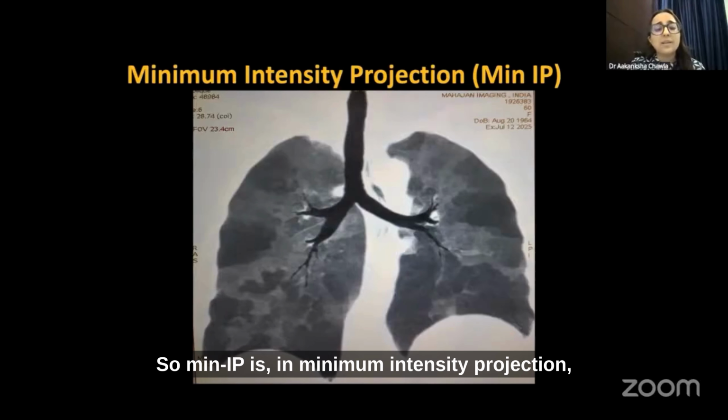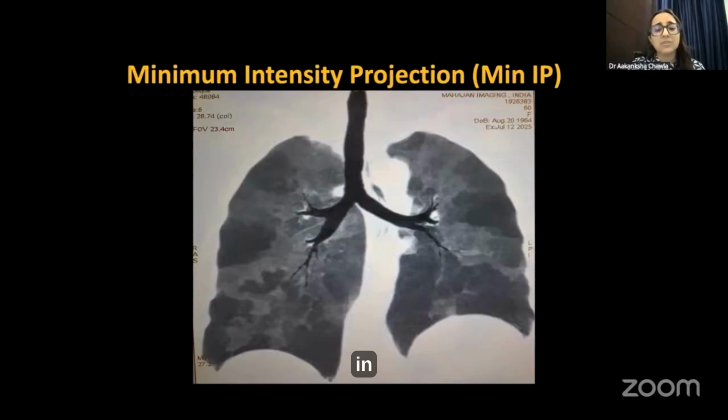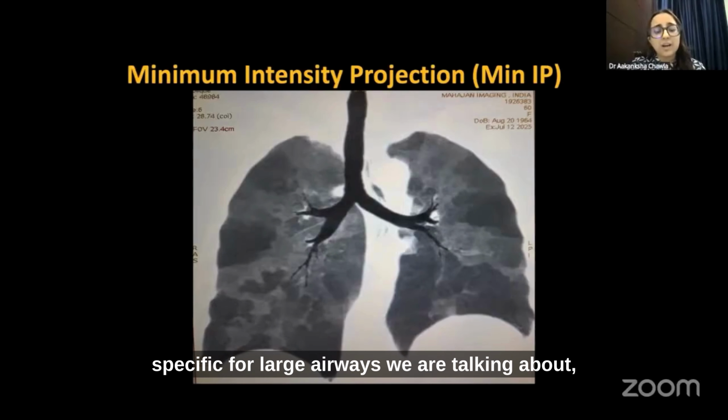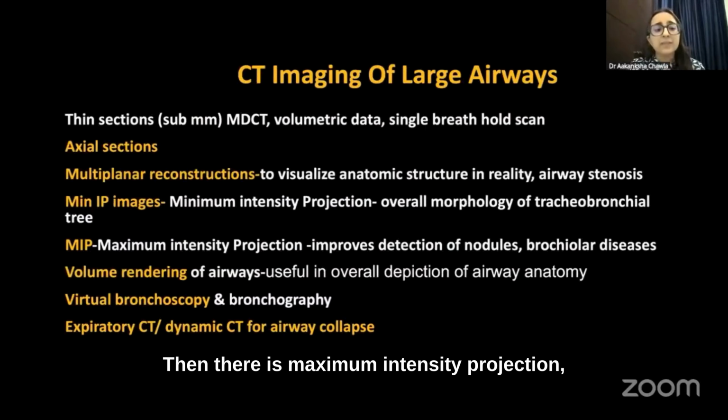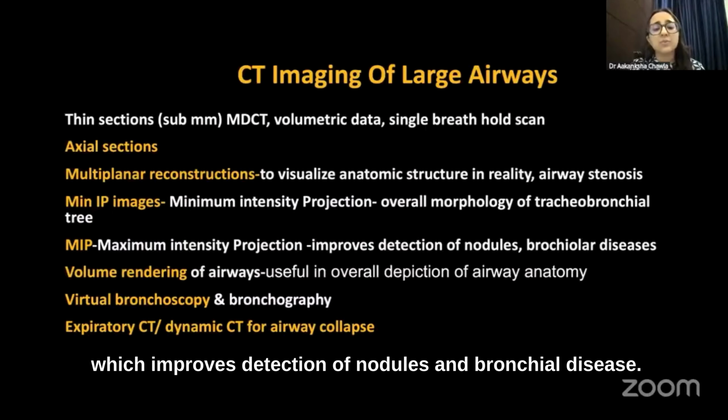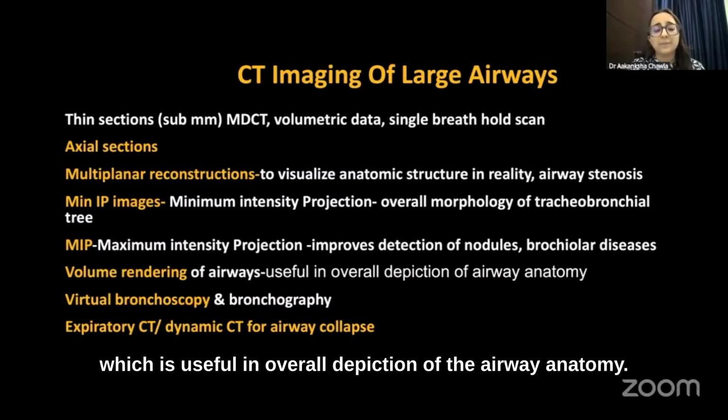So min IP is minimum intensity projection, in specific for large airways we are talking about. We're going to talk about this again as we go ahead. Then there is maximum intensity projection, which improves detection of nodules and bronchial disease. There's something known as volume rendering, which is useful in overall depiction of the airway anatomy.